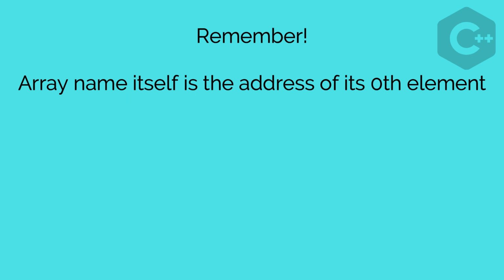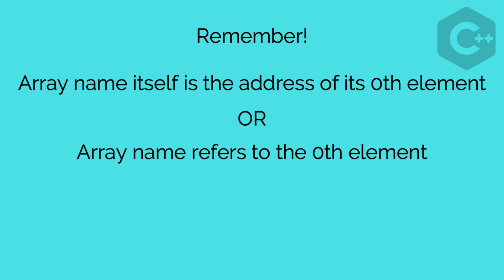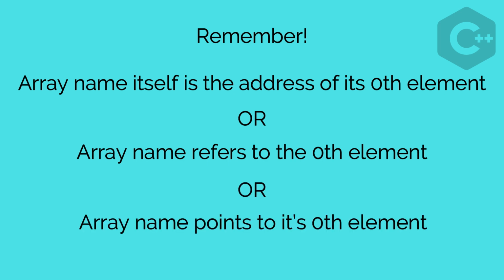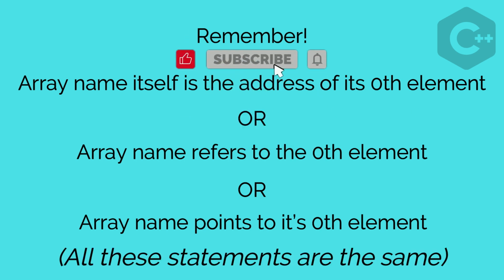So to repeat, the array name itself is the address of its 0th element, or the array name refers to the 0th element, or the array name points to its 0th element. All these are the same.